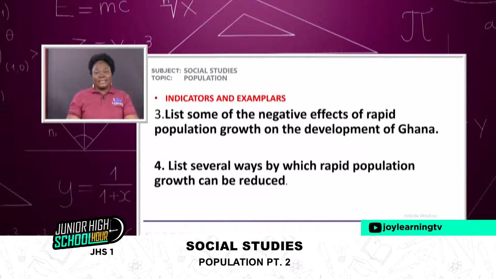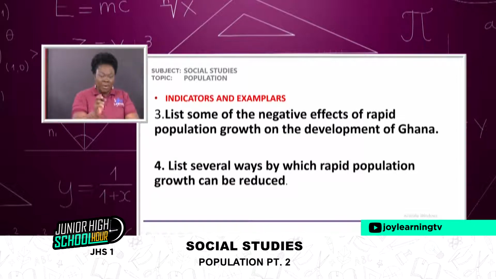So on the indicators, list some of the negative effects of rapid population growth on development of Ghana. And 4, list several ways by which rapid population growth can be reduced. We'll learn about it, how we can reduce it.